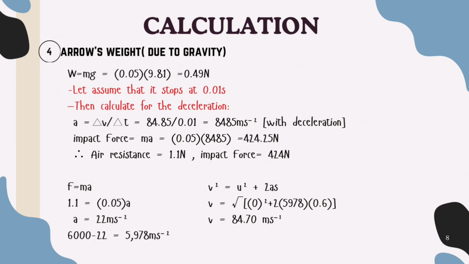So we can calculate the force for the acceleration, which is our force that has been calculated as 1.1 for the air resistance. 1.1 Newton equals 0.05 for the mass of the arrow times a, which we don't know, so we just deduce it, and we get 22 meters per second squared. So 6,000 minus 22 equals 5,978 meters per second squared for the acceleration of the arrow due to the arrow system. And finally, we calculate v using the formula v squared equals u squared plus 2as, and we get v as 84.70 meters per second.